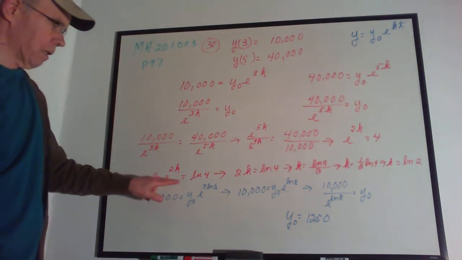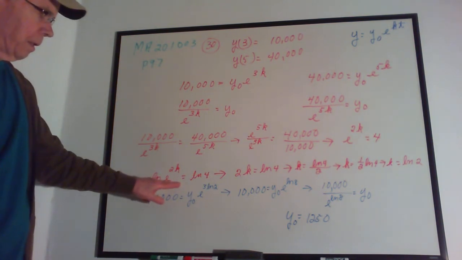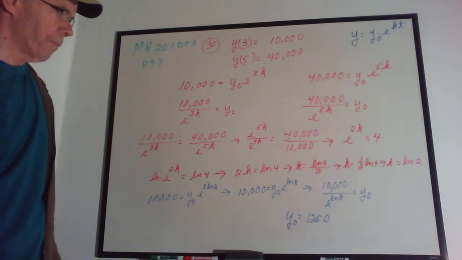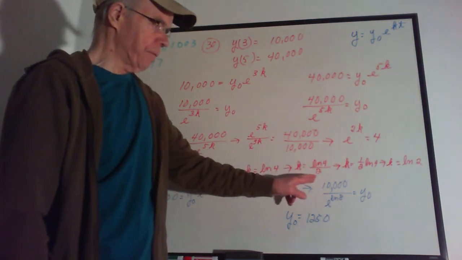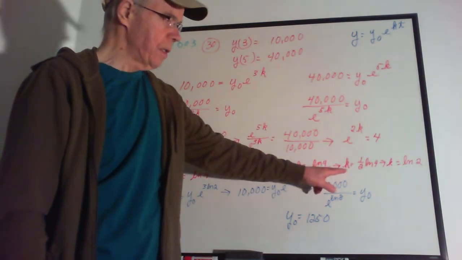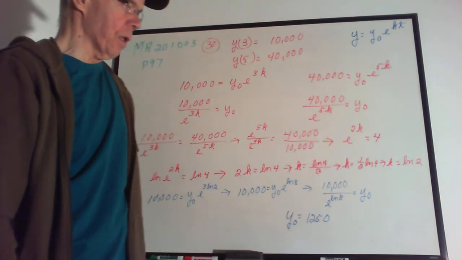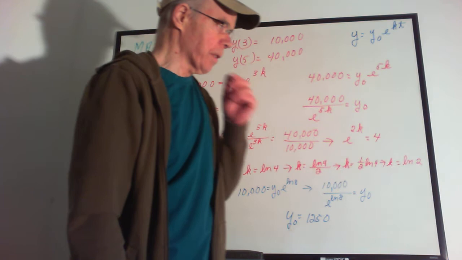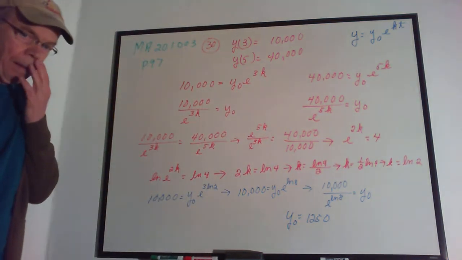Take the natural log of both sides. This will give you 2k equals natural log of 4. K will be equal to natural log of 4 divided by 2, which is k is equal to 1/2 natural log of 4, which means that k is equal to natural log of 2.